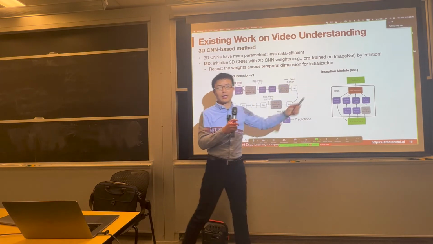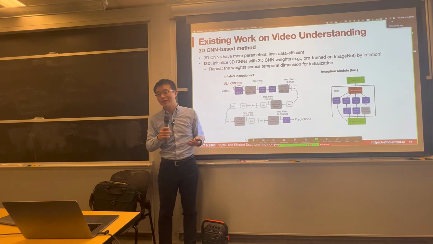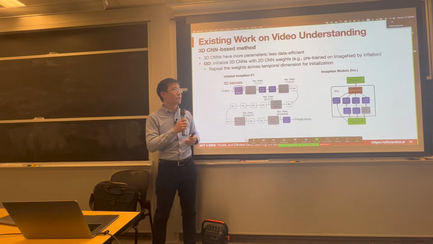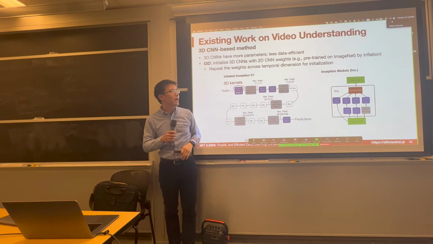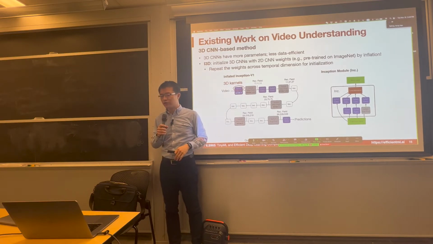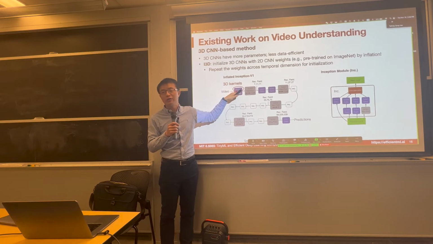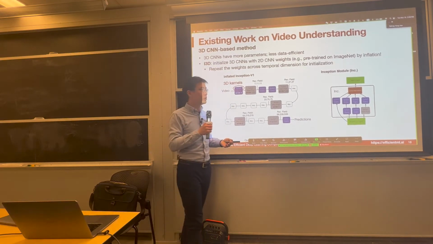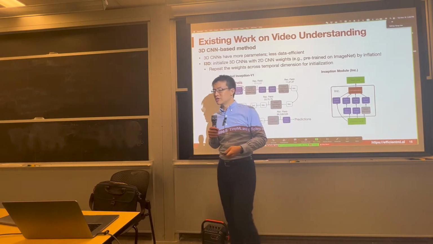Those trained on ImageNet, we call it inflation. Like inflate from a 2D kernel into a 3D kernel by repeating among the temporal dimension. And we repeat the weights across the temporal dimension for initialization. So although we still have this 3D kernel, we can initialize that with the 2D kernel so that we can train it faster and also take advantage of the pre-trained ImageNet models.